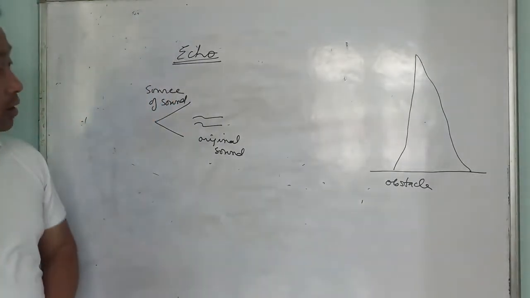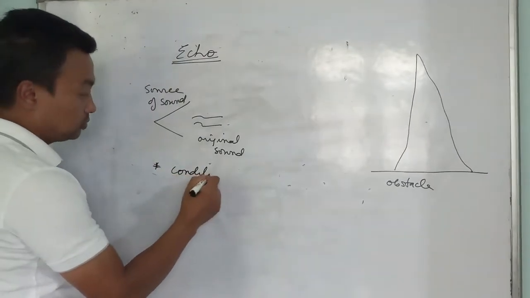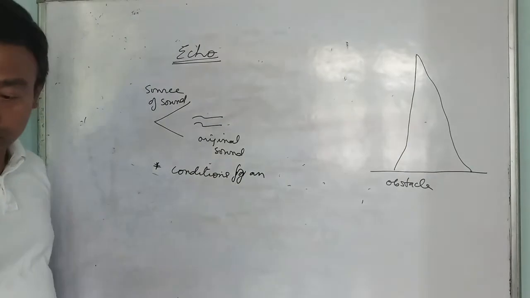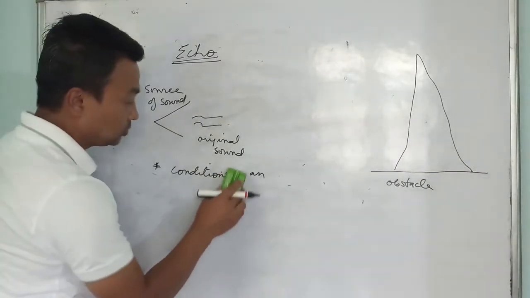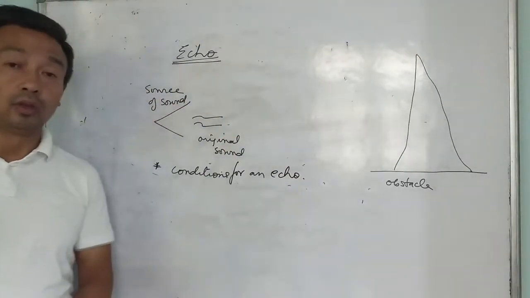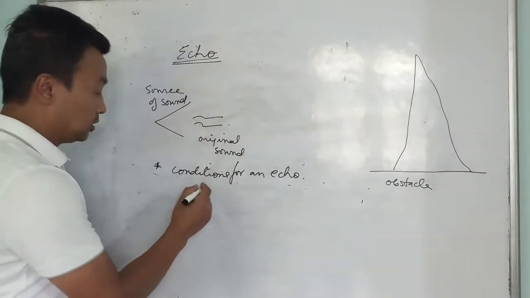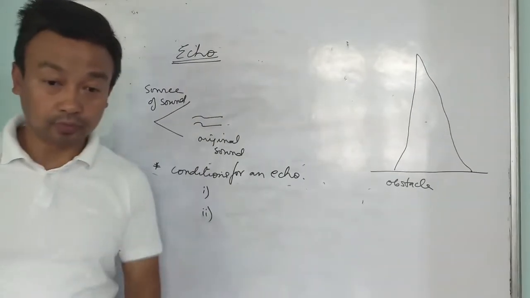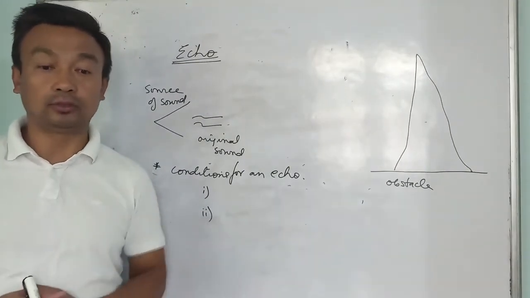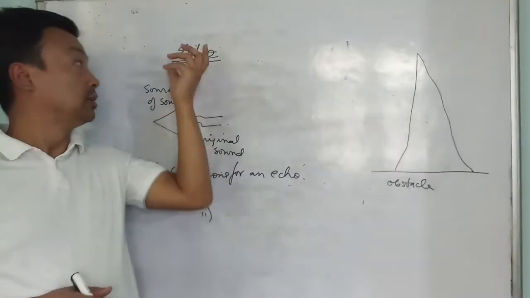Now, the conditions for an echo. What are the conditions for an echo? There are two conditions basically. The first condition is that when the original sound dies out and another sound is heard, that is an echo.